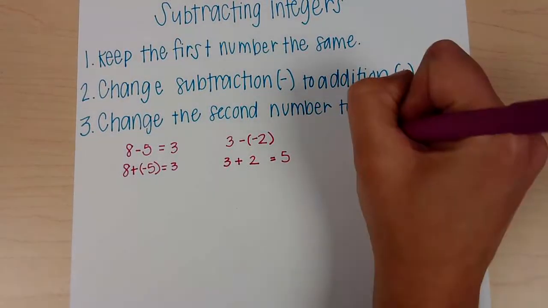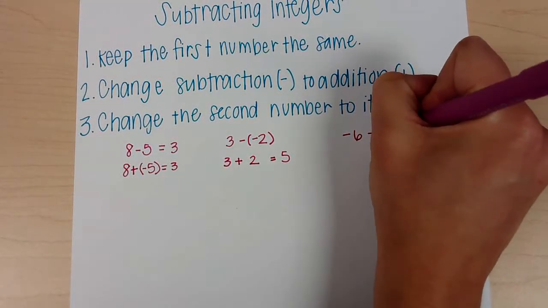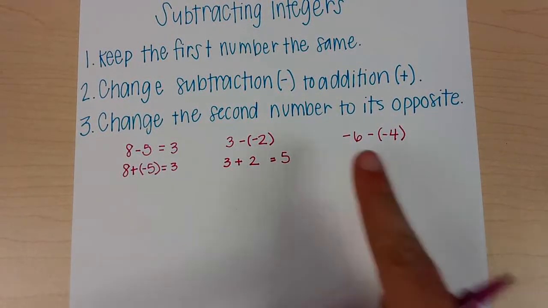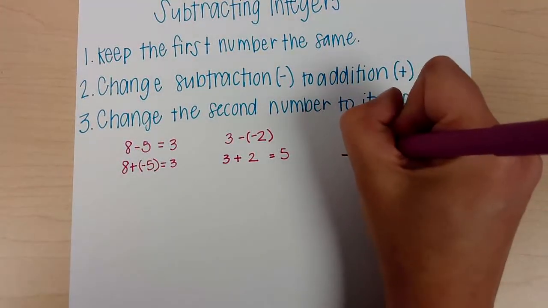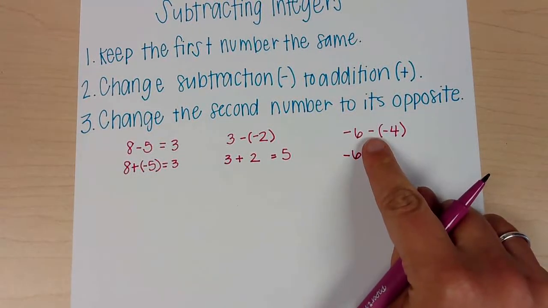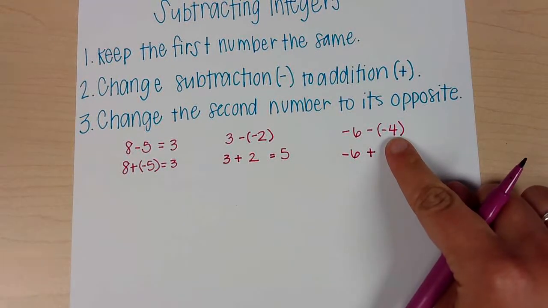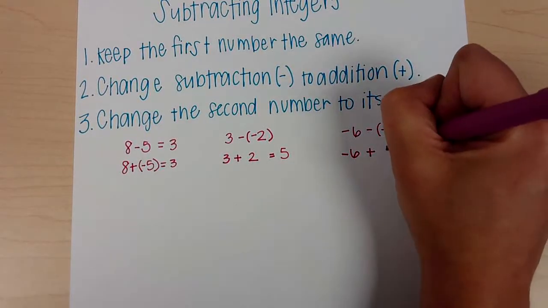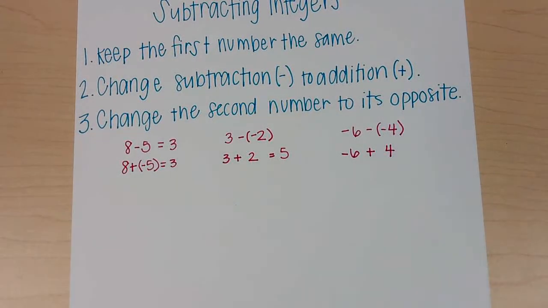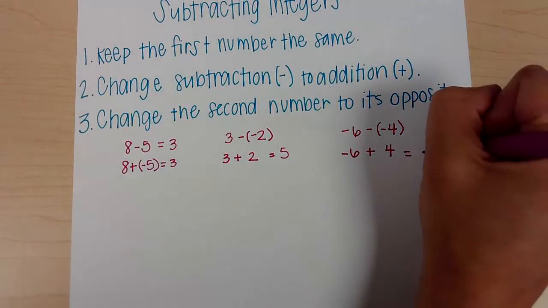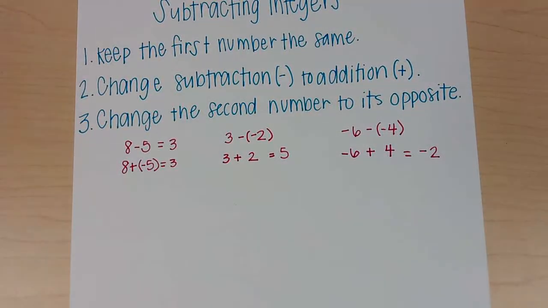Let's do one more like this. We've got -6 minus -4. Again, my first number is negative, so it stays negative, keeping that -6. We change our subtraction to addition, and then we've got -4. The opposite of -4 is +4. Knowing my adding integers rules, I've got 6 negatives and 4 positives, leaving me with -2.